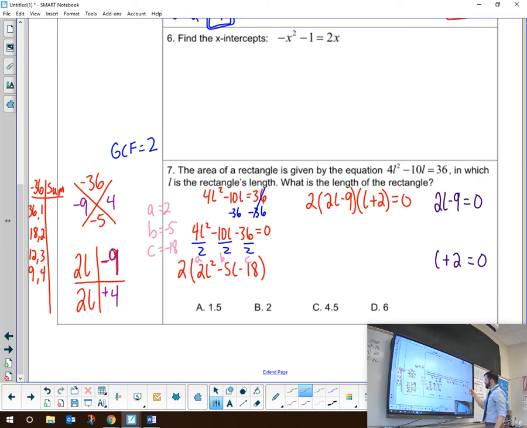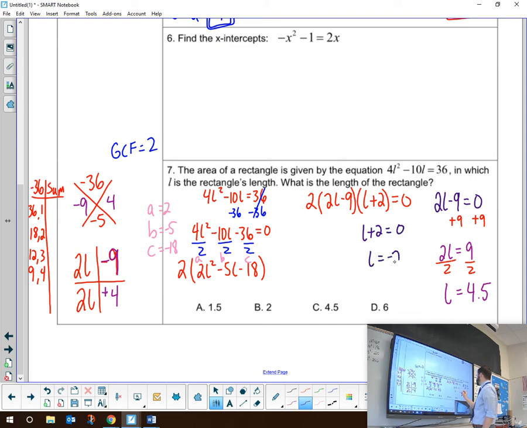A couple steps here. Let me give myself enough space to solve this. I'm going to add 9 to both sides and get 2L equals 9. I'm going to divide both sides by 2, and I'm going to get L equals 9 divided by 2. We could leave it as a fraction, but I'm just going to write it as 4.5. My other one, L plus 2 equals 0, and so L equals negative 2.